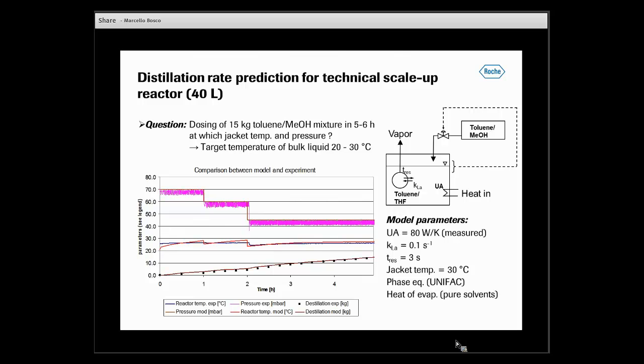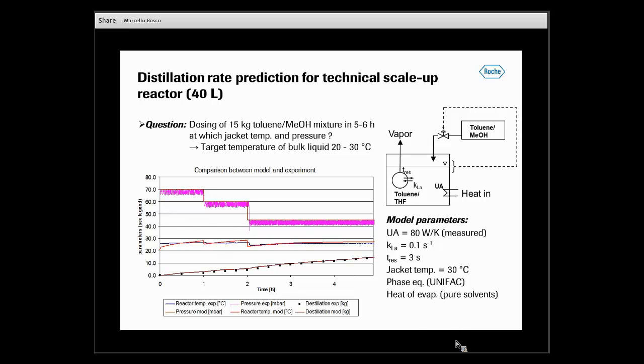So we have a model where we do the distillation, we are heating it. The vessel was measured, so we had a UA value of about 80 watts per Kelvin. We also have a mass transfer coefficient of 0.1 seconds, and a settling time of 3 seconds. Jacket temperature was set to 30 degrees. We also do the phase equilibrium calculations, and the heat of evaporation was calculated with that of the pure solvents.